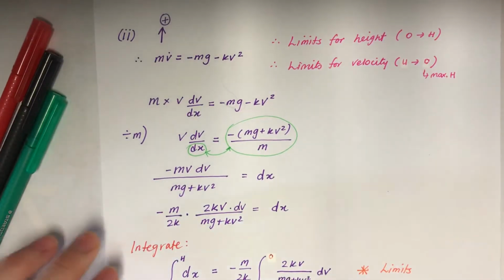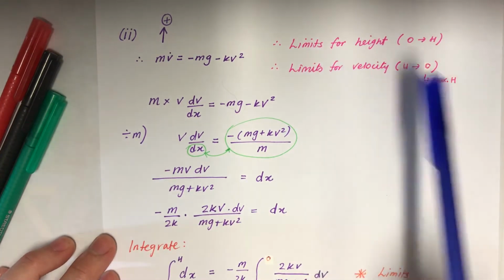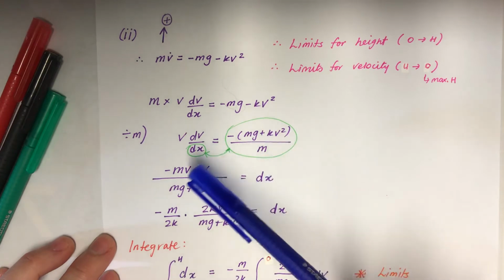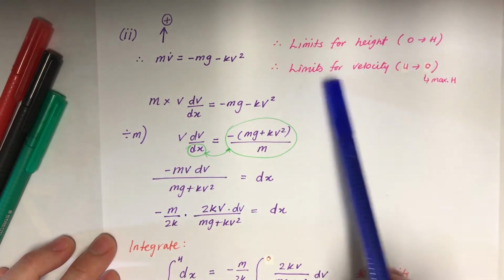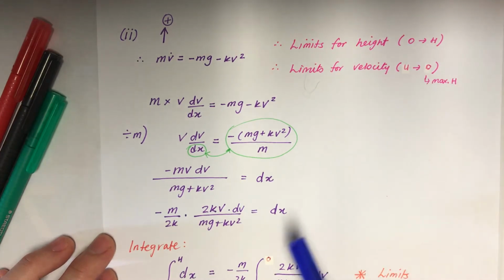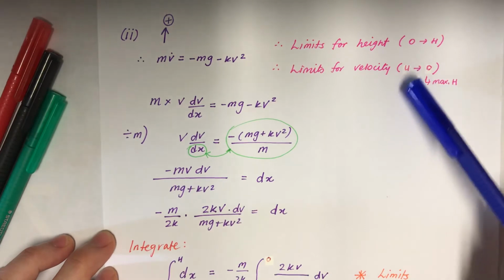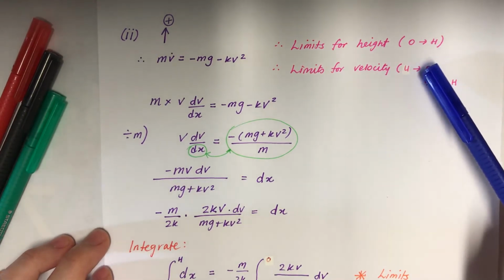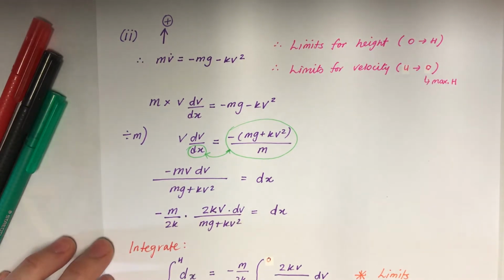So what does that mean? It means there are limits in there, limits for the height. We're going from nothing all the way to the h. And the velocity will be the initial velocity u, but then it'll reach the maximum height when it goes to 0. So that's what we're going to do.